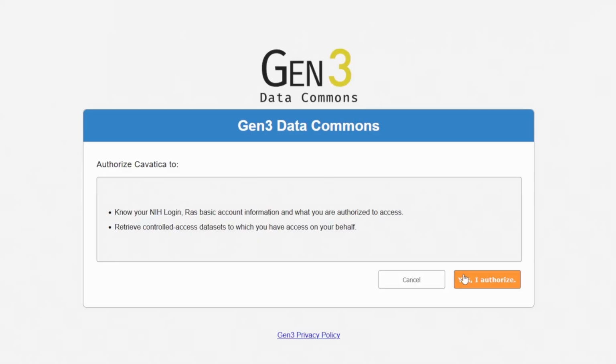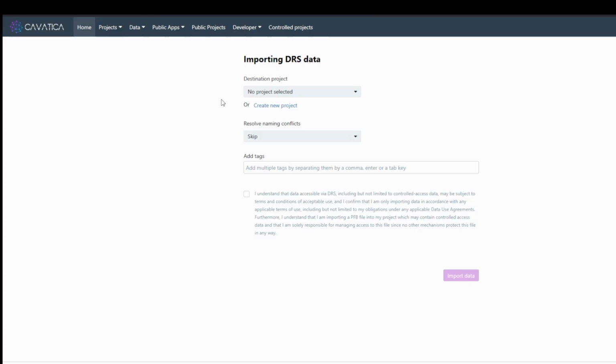Once you sign in, you're going to be asked to authorize for Gen 3 Data Commons to give you authorized access to any controlled data sets on your behalf. Once that's loaded, we're going to choose a destination project. I've already created a couple of projects to transfer from the Elite Data Portal, but I'll walk you through creating a new project on the spot.